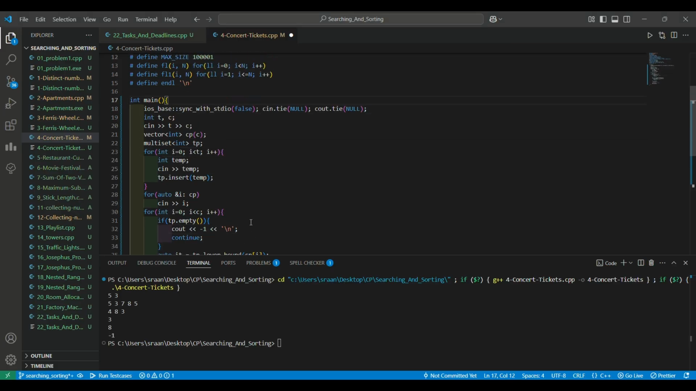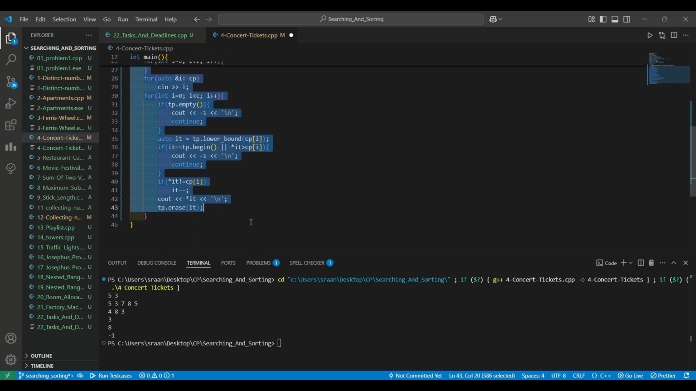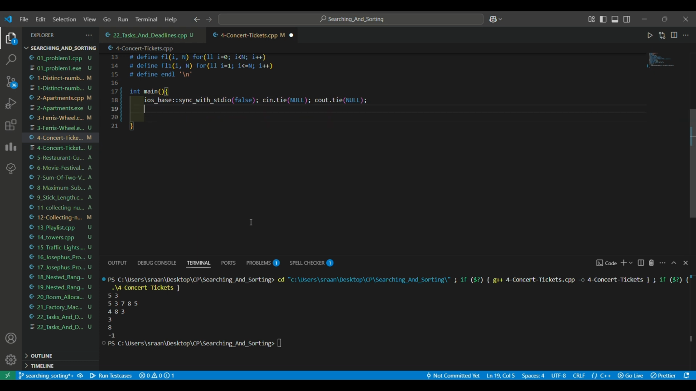Let's see how we will write the code. So firstly, we will take 2 variables, integer t and c. Then we will take input for t and c, which are our number of tickets and customers. Then we will create a vector of integer type cp of size c, which is our customer price vector, which will store prices which our customers are willing to pay. Then we will create a multiset.